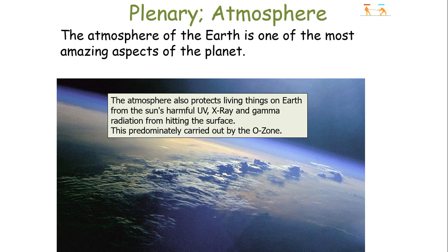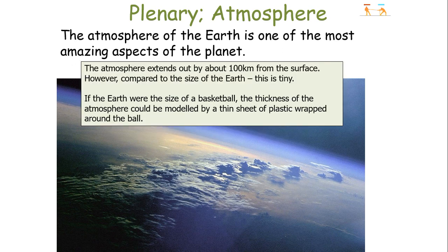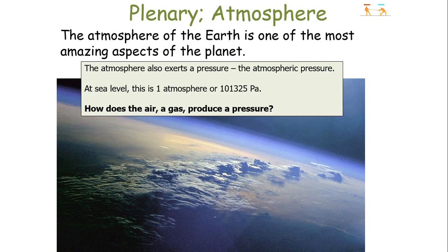And our atmosphere also protects living things on Earth from the sun's harmful ionizing radiation such as UV, X-ray and gamma radiation, and this is predominantly carried out by the ozone layer in the Earth's atmosphere. Now, the atmosphere is only about 100 kilometers from the surface of the planet, which actually is tiny compared to the size of the Earth itself. If the Earth was the size of a basketball, the thickness of the atmosphere could be modeled by a thin sheet of plastic wrapped around the ball.